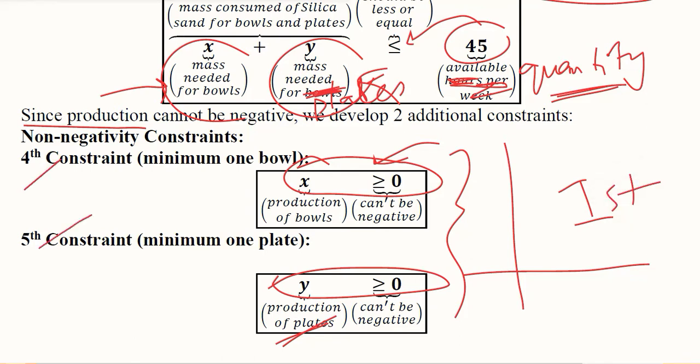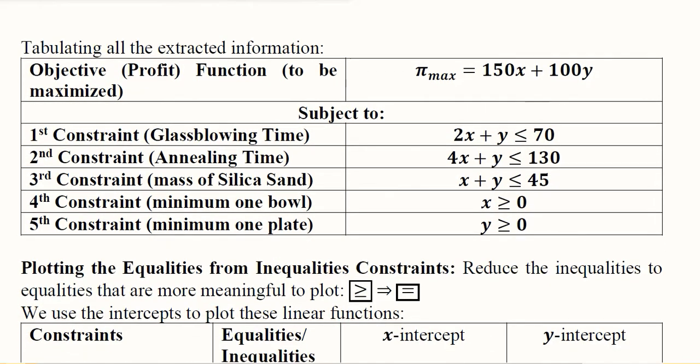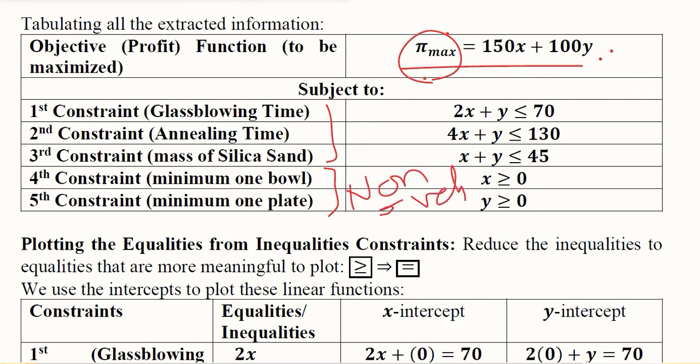Now we have 5 constraints. We can put them in one table, that is the objective function and the constraints. Here you can see the objective function is mentioned. This is to be maximized. This is the function that we developed in the last step, and these were 5 constraints. These two are similar because they are non-negativity constraints, and these 3 are based on the 3 processes of production.